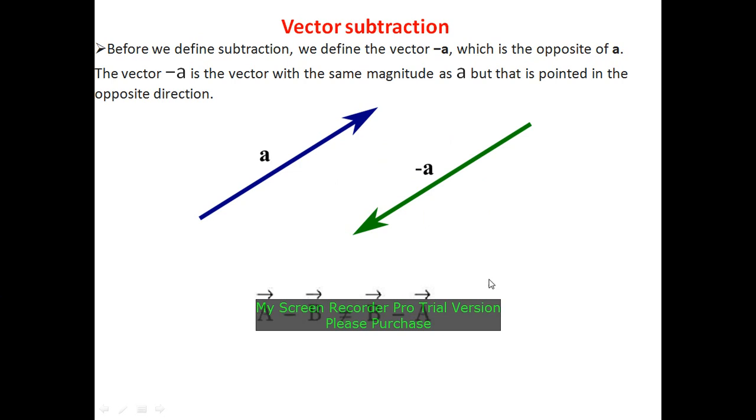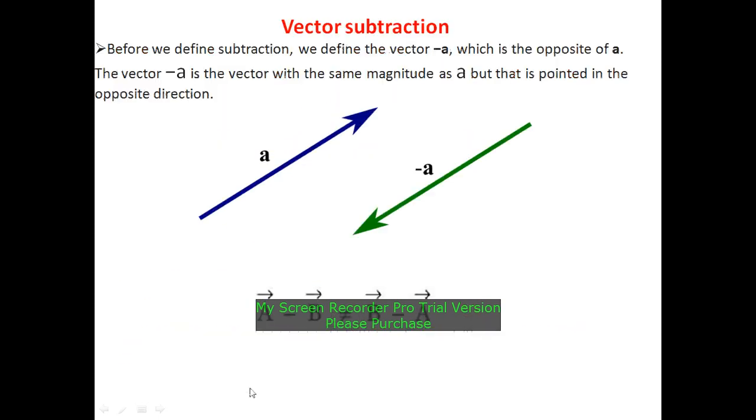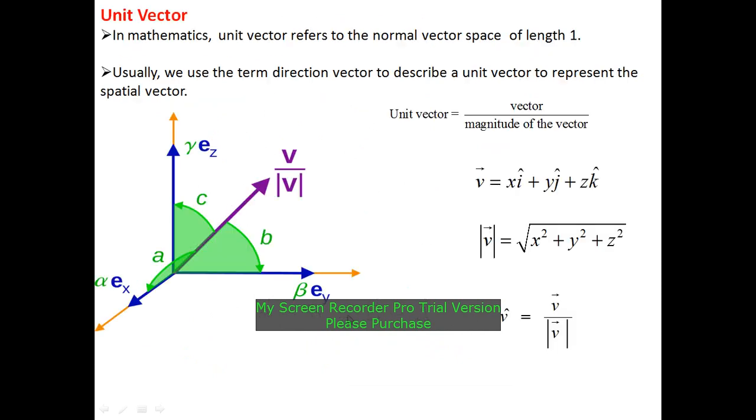But in this case, A minus B is not equal to B minus A, because the sign is changing, the direction of the vector is also changing, so the value is not equal. But in addition, it is equal: A plus B is equal to B plus A. But in subtraction, it is not considered equal.